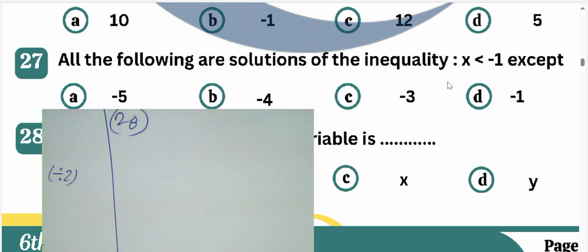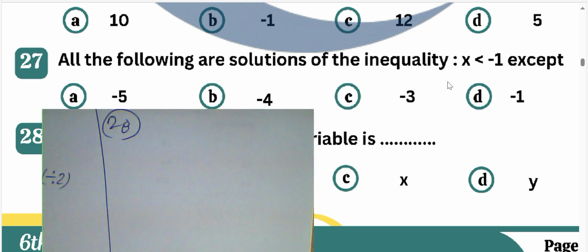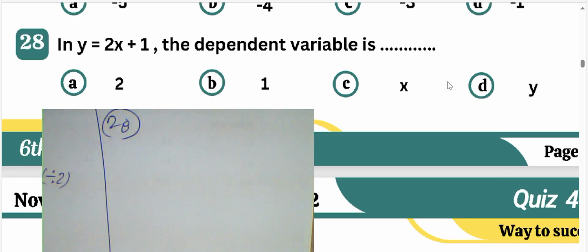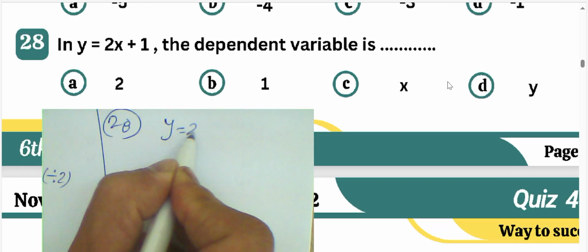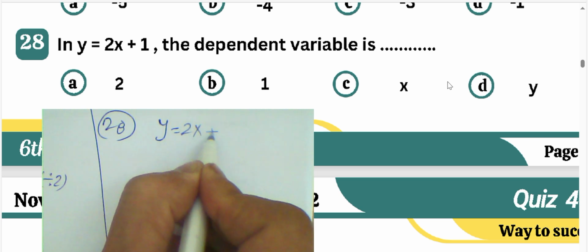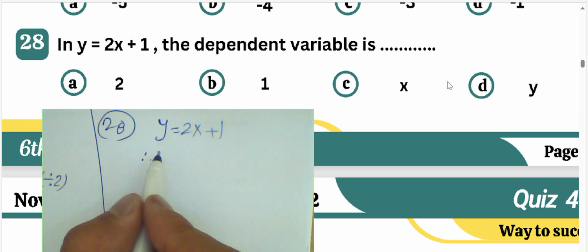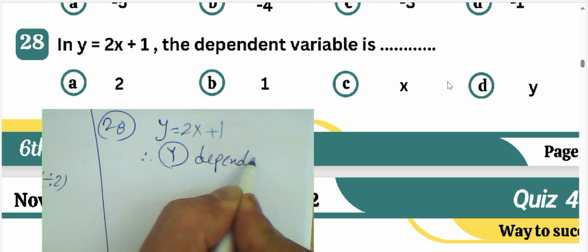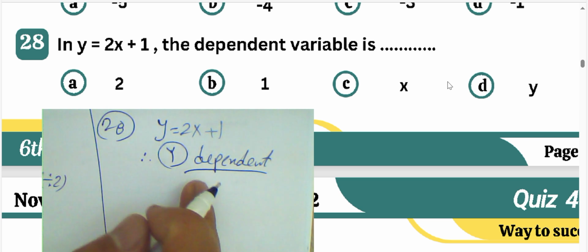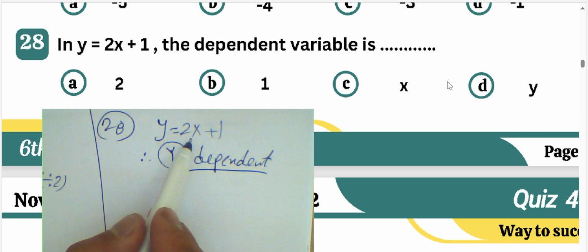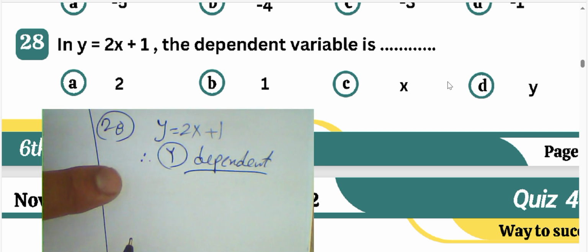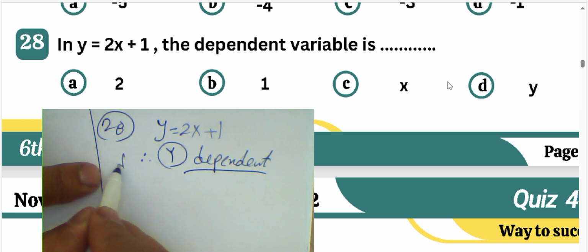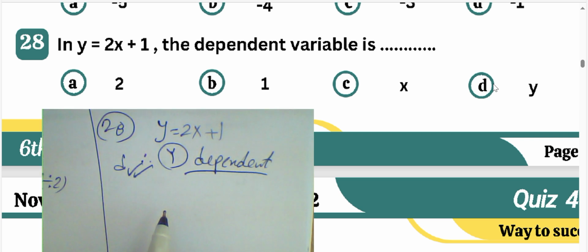Question 28. In y equals 2x plus 1, the dependent variable here will be y. Y, we call it dependent, okay? Dependent here, y. But x, we call it independent. So the result, y. Okay, choose letter D. Next question.